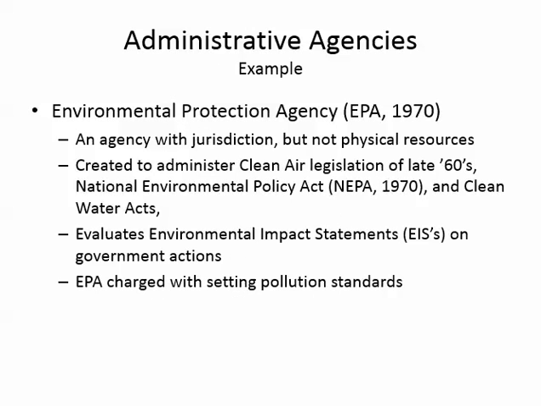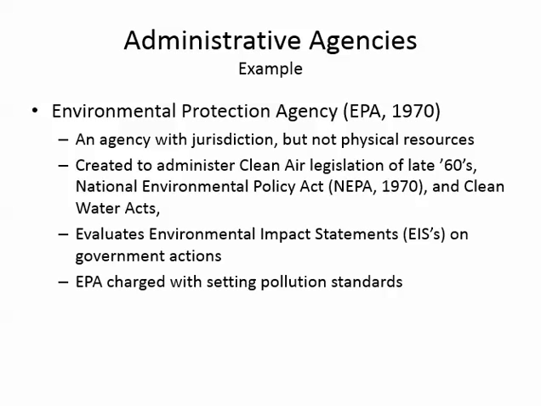So if we look at administrative agencies, an example, here's the EPA. It was begun in 1970. It's an agency with jurisdiction over laws like the Clean Air Act and Clean Water Act, but not physical resources. There's no land or water resource owned by the Environmental Protection Agency. Okay, so it was created to administer the clean air legislation of the 1960s and the National Environmental Policy Act. It evaluates environmental impact statements and works on government actions, and it's charged with setting pollution standards.